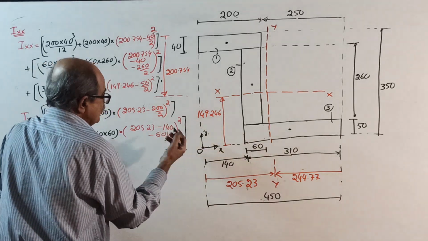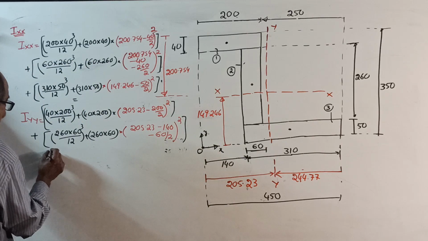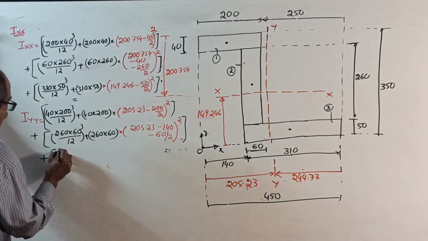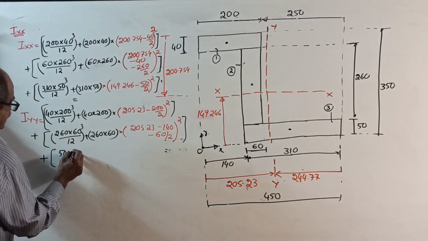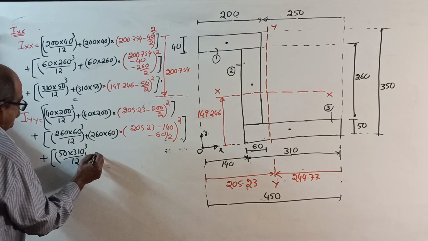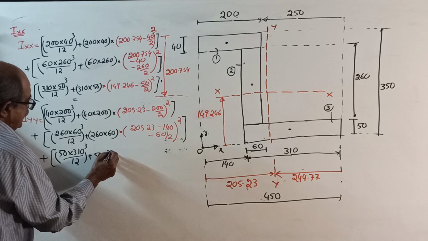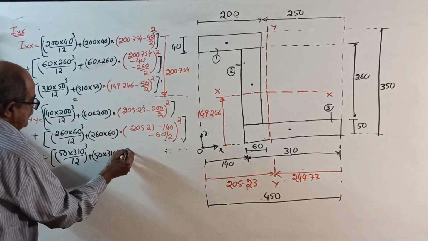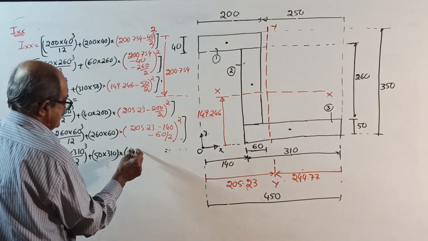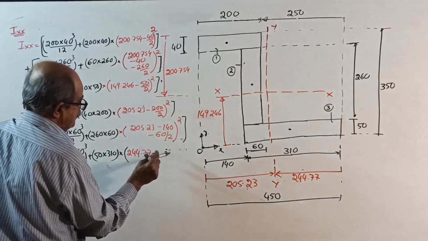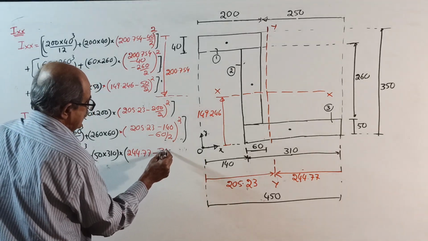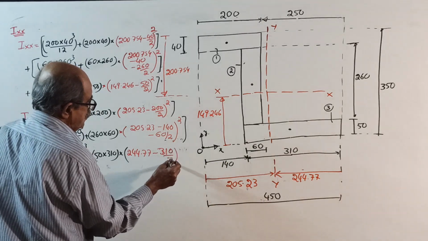Sorry, exercise question, I cannot tell all those things. Last one, 50 into 310 cube by 12 plus 50 into 310 is the area, into 244.77 minus 310 by 2, whole square.